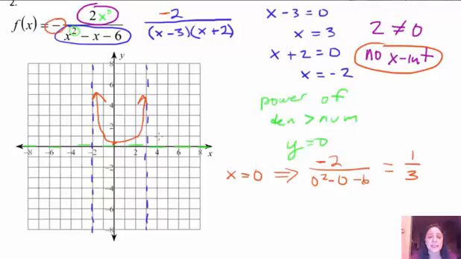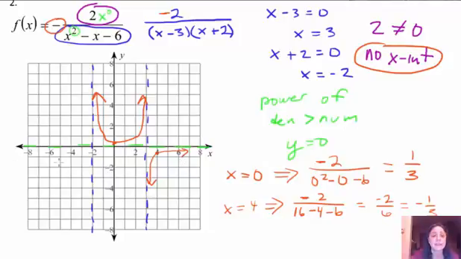And now I just need to check on either side of these vertical asymptotes. So let's try x equals 4, see what we get. That's going to give us negative 2 over 4 squared, which is 16, minus 4 minus 6. 16 minus 4 is 12, minus 6 is 6, which is going to be negative 2 over 6, or negative 1/3. So that's going to be around here somewhere. This is going to need to approach this asymptote and this asymptote, so I can safely sketch my curve in here.